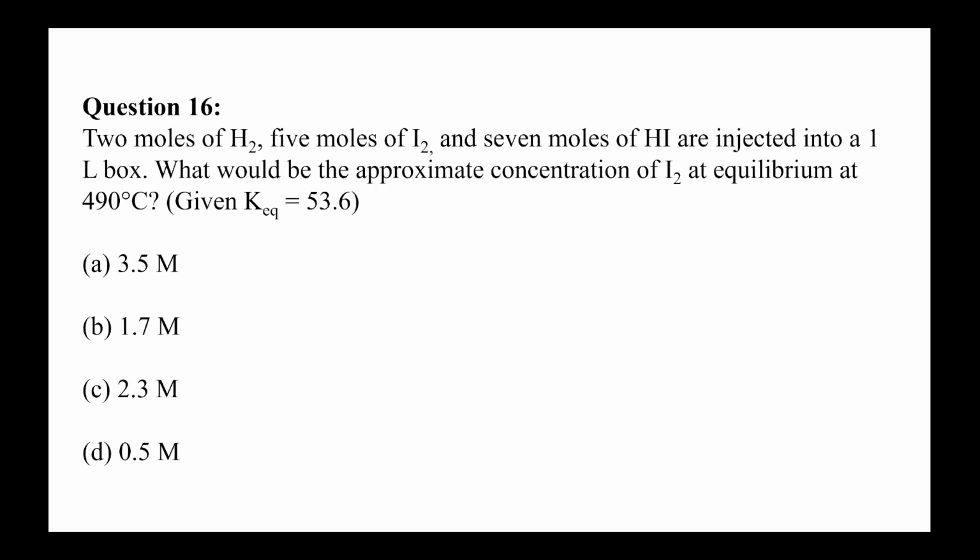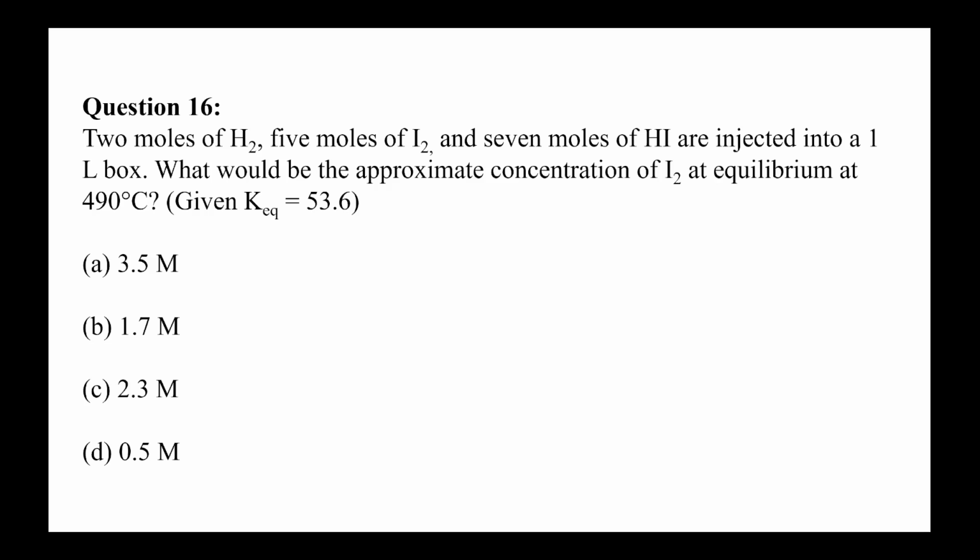You know the reaction of H2 and I2 giving HI. We have discussed it in a previous question. So H2 plus I2 will give 2 moles of HI. If we are injecting 2 moles of H2, 5 moles of I2 and 7 moles of HI in the 1 liter box, after some point equilibrium will be attained, where the rate of H2 and I2 forming HI would be equal to the rate of HI dissociating into H2 and I2. At that point, what would be the approximate concentration of I2?